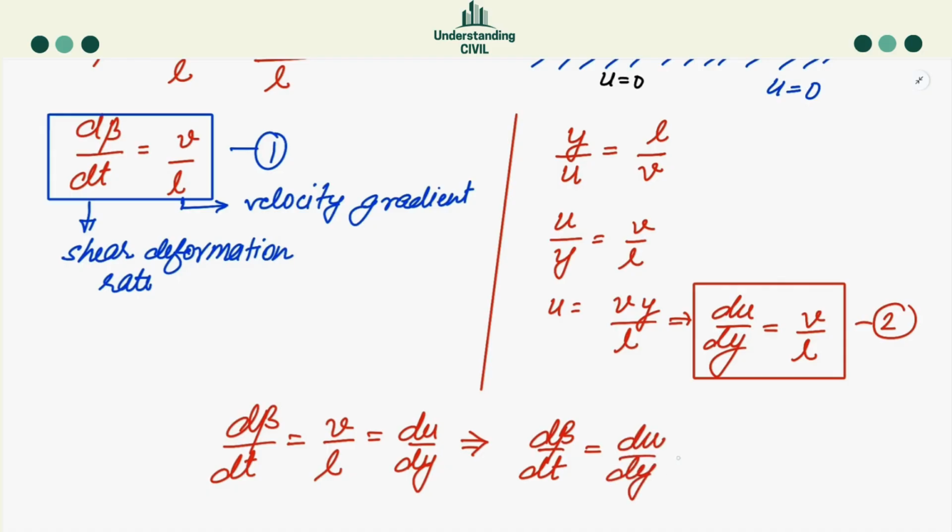So what du upon dy shows us is how the velocity is changing with respect to a change in the layer distance between the layers. So this dy is actually the distance between layers, and du is the change in velocity.